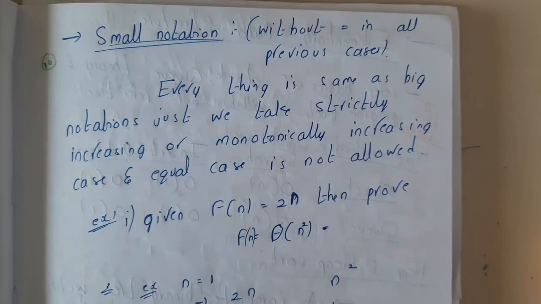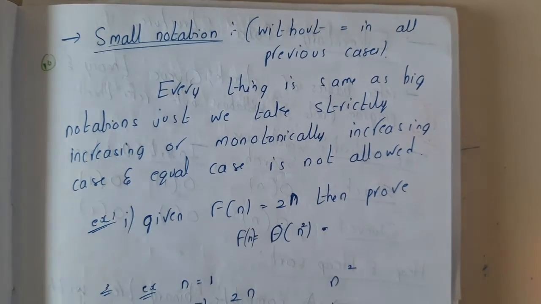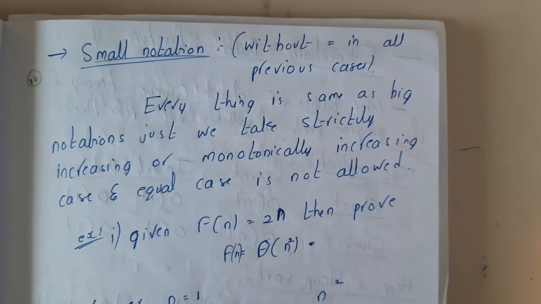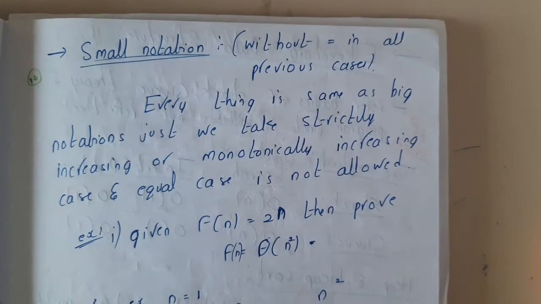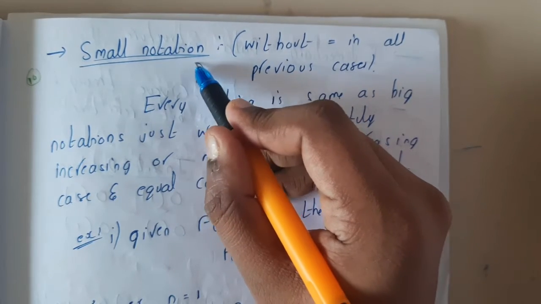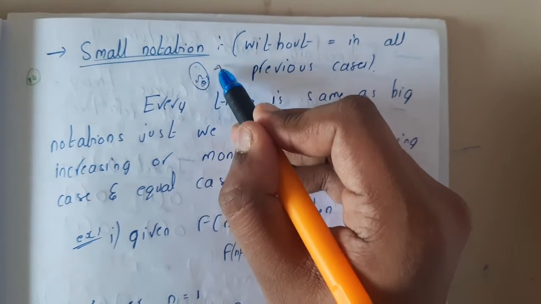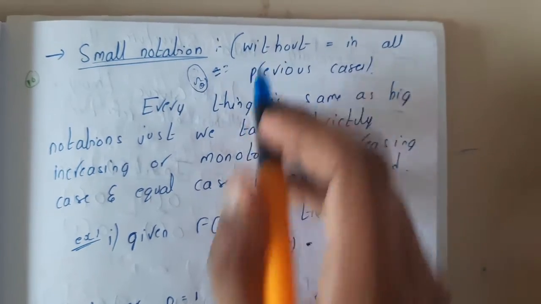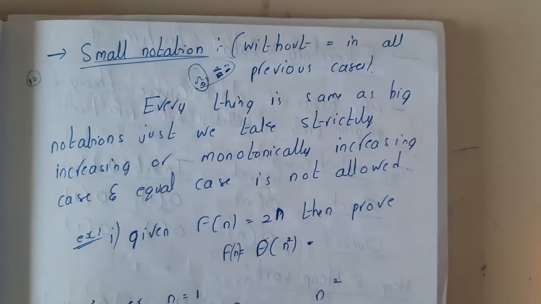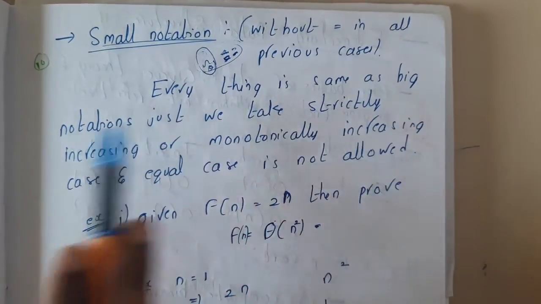Okay. So small notations. In the last lecture we went through the asymptotic notations, right? So the small version of those asymptotic notations is nothing but the small notations. Small notations are nothing but the previous cases without the equal to. In previous cases we calculated for big O, omega and theta, right? For all those cases, if you remember, we used less than or equal to, greater than or equal to. If you just remove this equal to, those will be converted into small notations. That's it. So everything is the same as big notations.